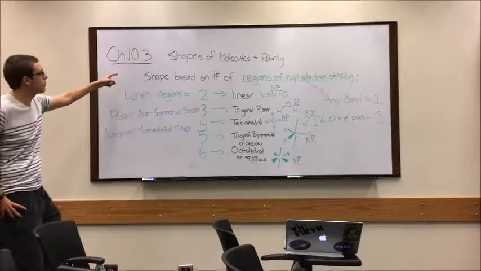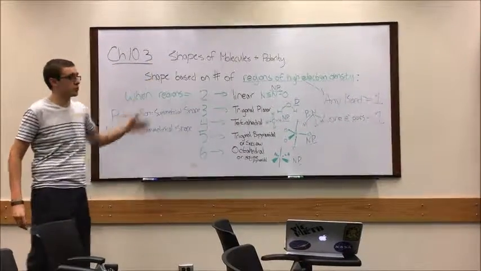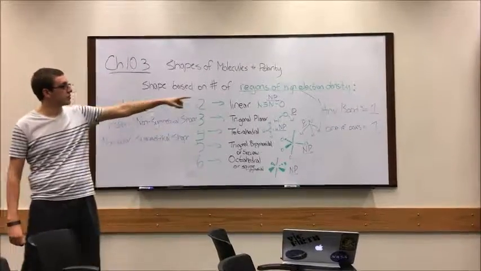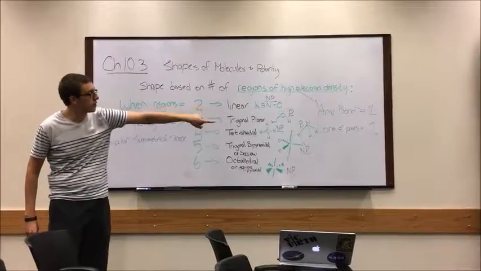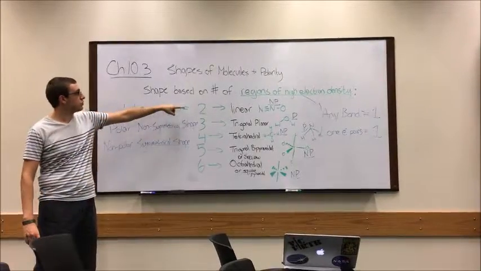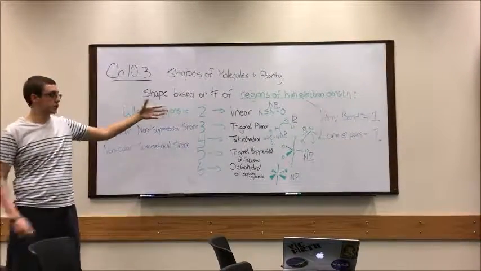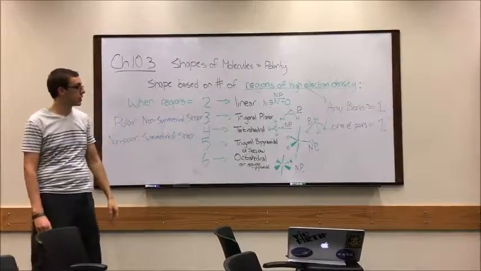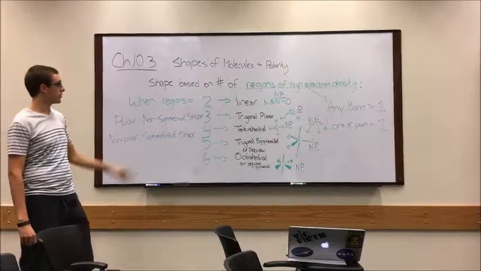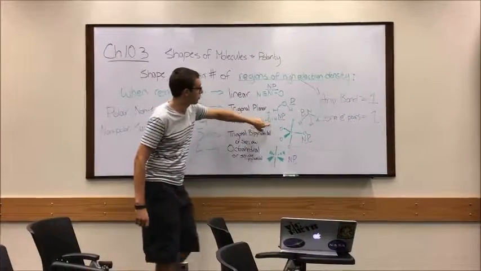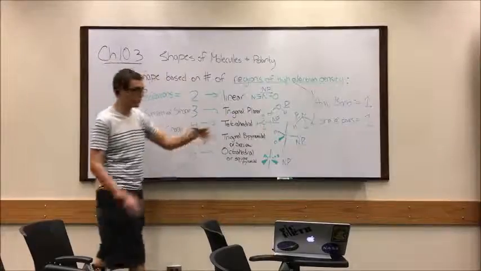Next, in chapter 10.3, we've got the shapes of molecules and their polarities. The shape is based off the regions of high electron density, which we can describe as any bond being one region or any lone pairs being one region. Now when the total regions is equal to 2, we know that the shape of the molecule is going to be linear. When it's 3, we know it's going to be trigonal planar. When there are 4 regions, we know it's going to be tetrahedral, where there can be either polar, non-polar, different outcomes.